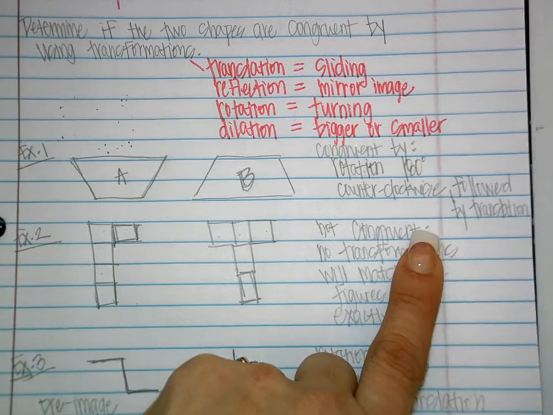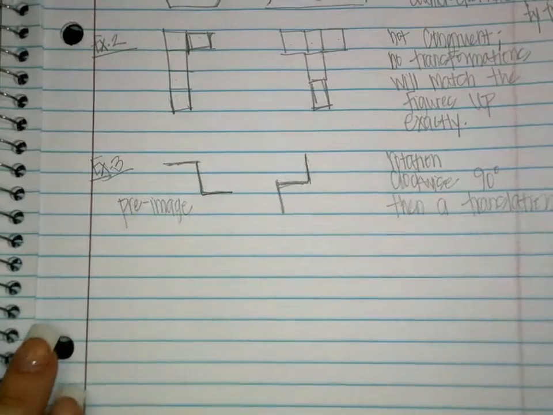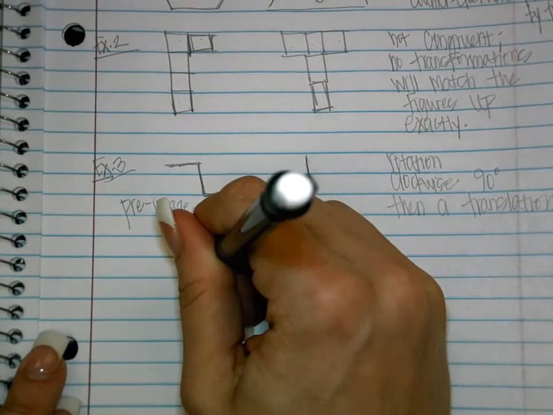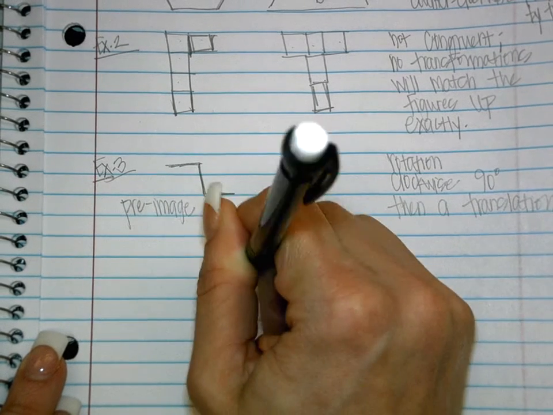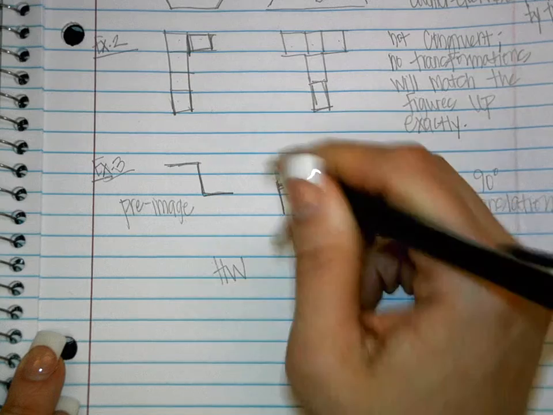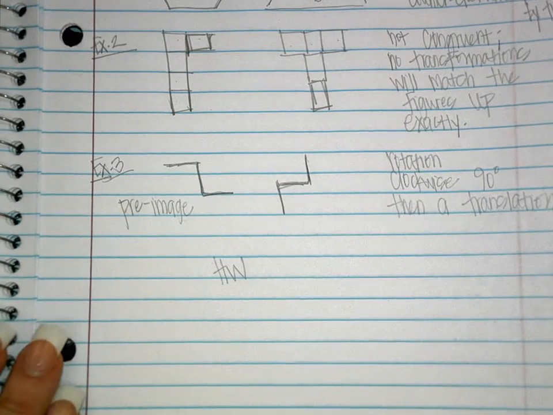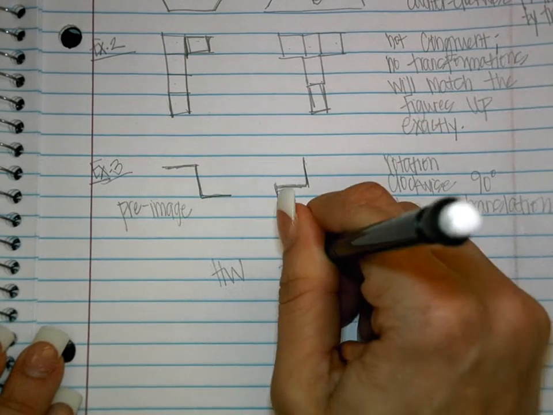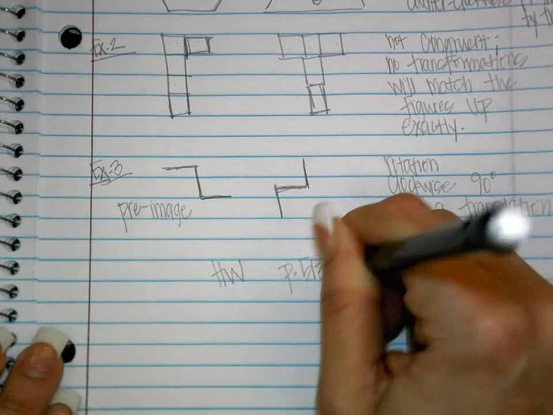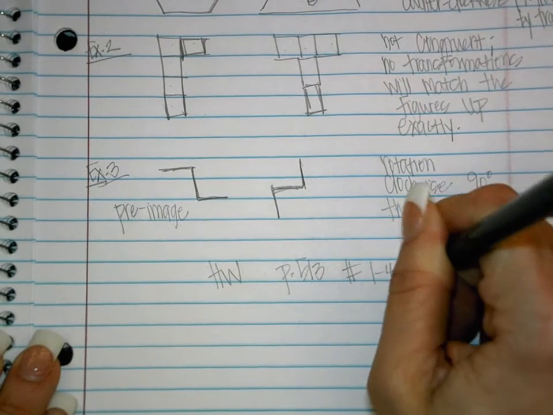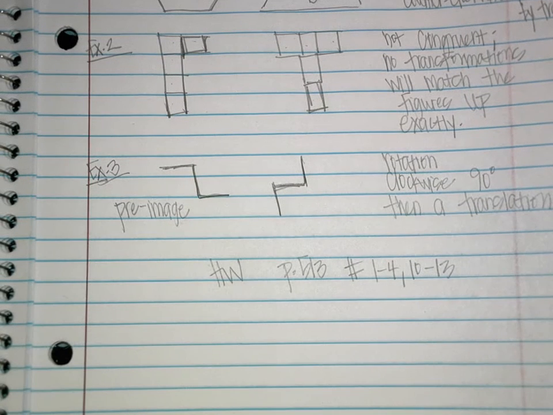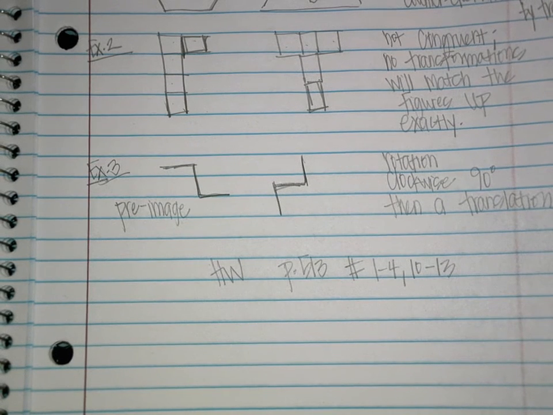Okay, do we have any questions? I want you guys to write this down. Listen. Your homework, which should be able to be completed in class today before you leave, is on page 513 in your book. You are doing numbers 1 through 4 and 10 through 13. That's it. Have a good day.